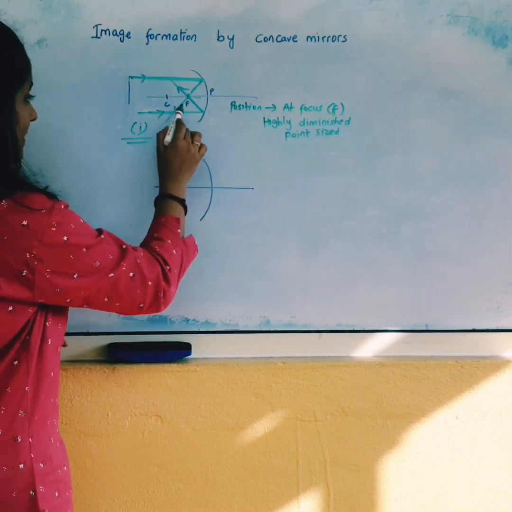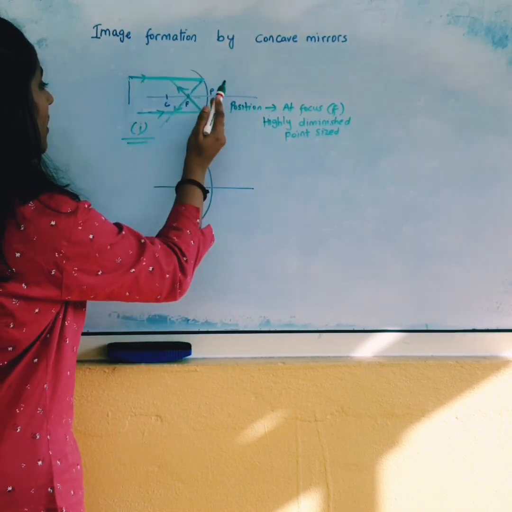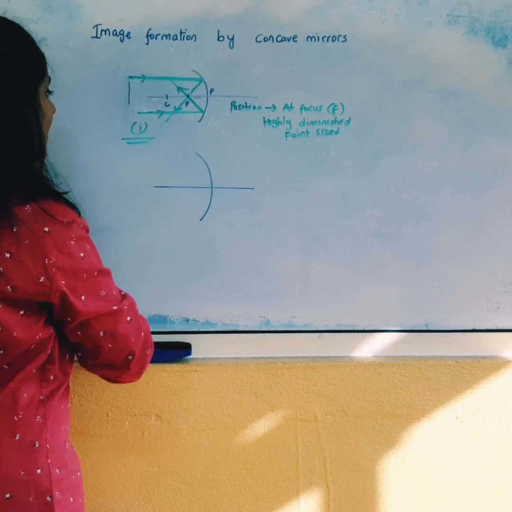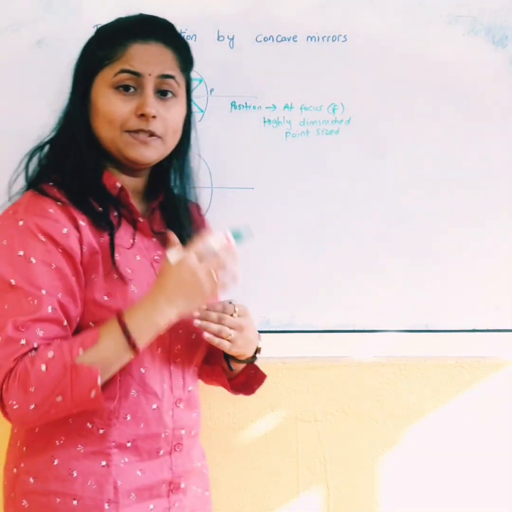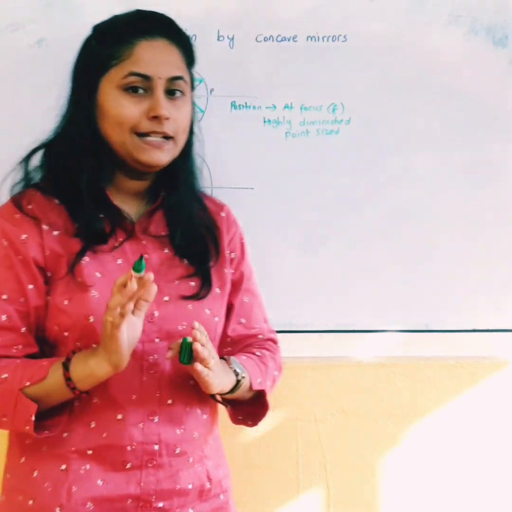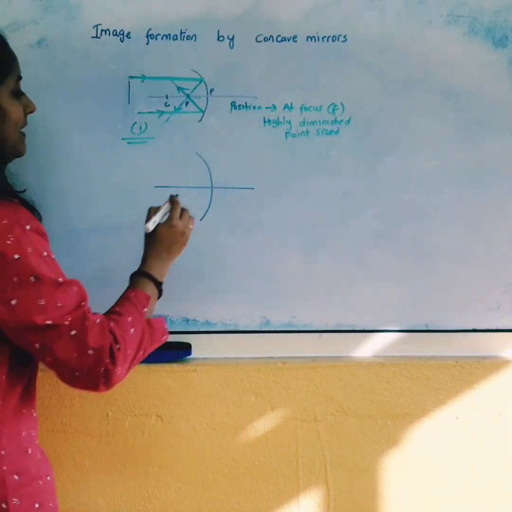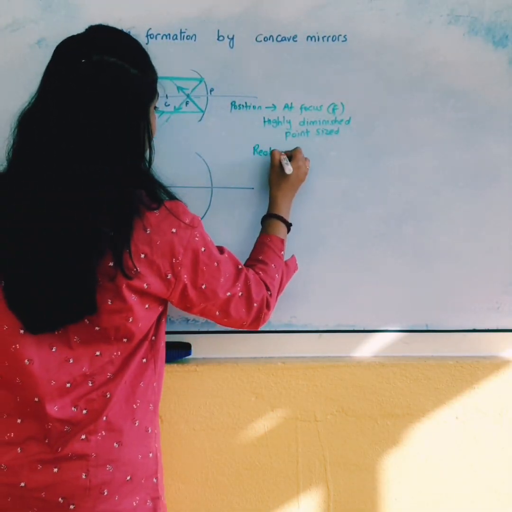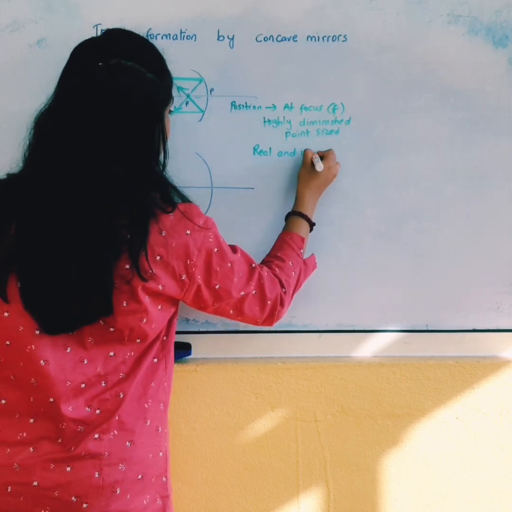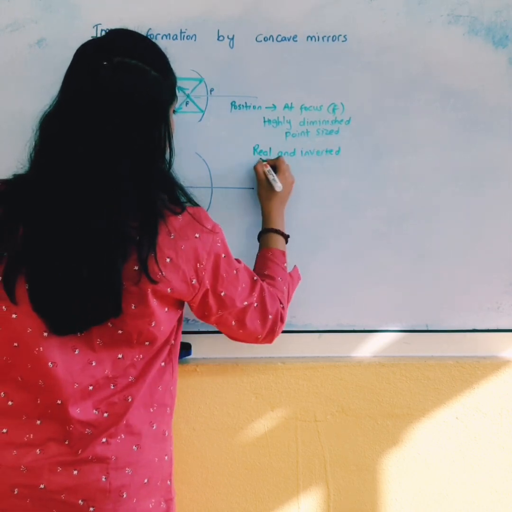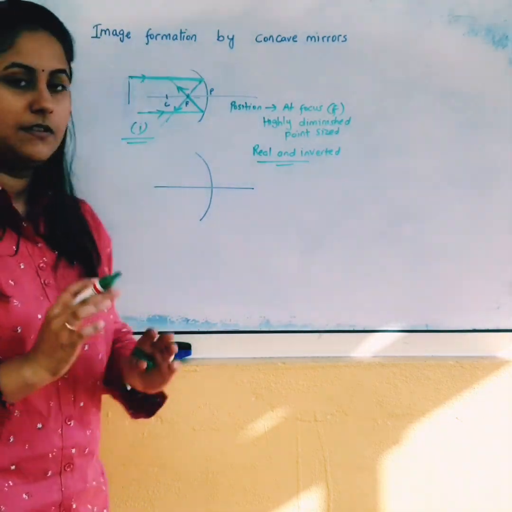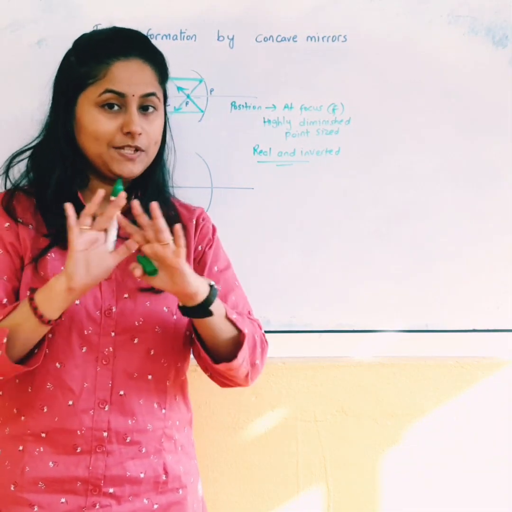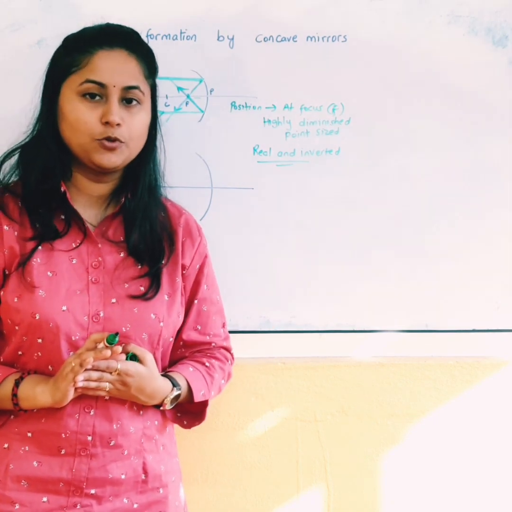Now you know that the image is formed on the same side as the object, where the object is kept. Towards the same side the image is formed. In that case, the image you will say as real and inverted. So this was the first case which was given to you out of 6 cases in your textbook.